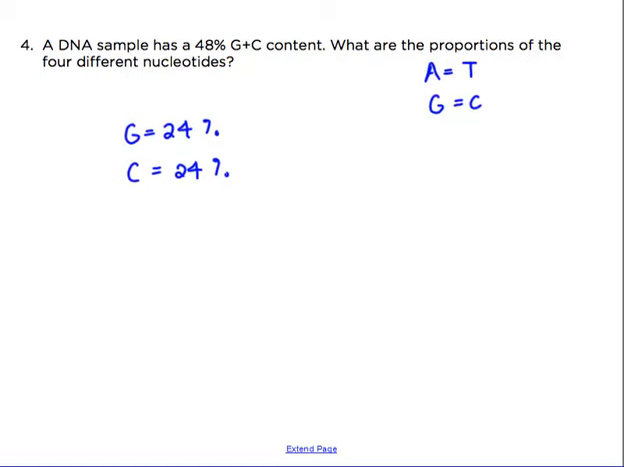And also, out of 100%, that means that there's 52% of A's and T's, which again have to be equal in number. So when you divide that by 2, you get that A is 26% and T is 26%. So these are the proportions of the 4 different nucleotides. And remember, this is only true if this is a double-stranded DNA, which we're assuming that this is.